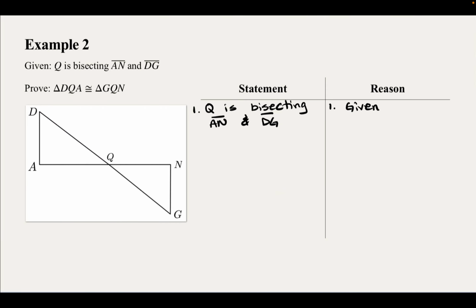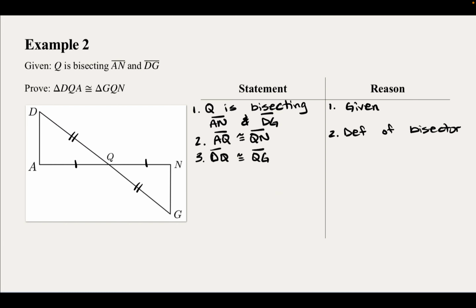Now, we always want to start a proof by using our givens. If Q is bisecting AN, what does that mean? That means that AQ and QN are congruent. That is the definition of a bisector. A bisector cuts things in half. We also know that Q is bisecting DG, which means DQ has to be congruent to QG. And we have the same reason here, definition of a bisector.